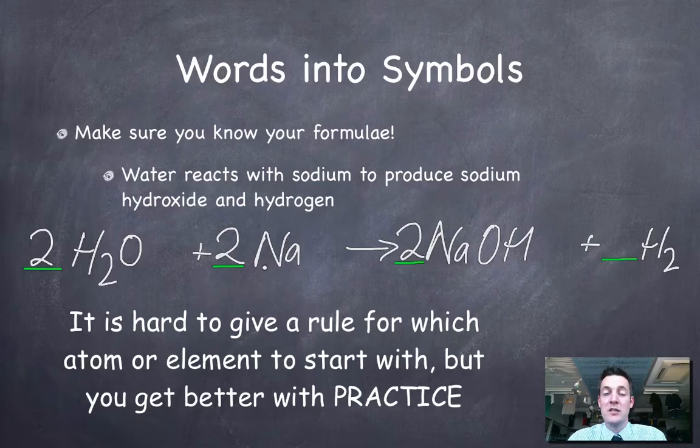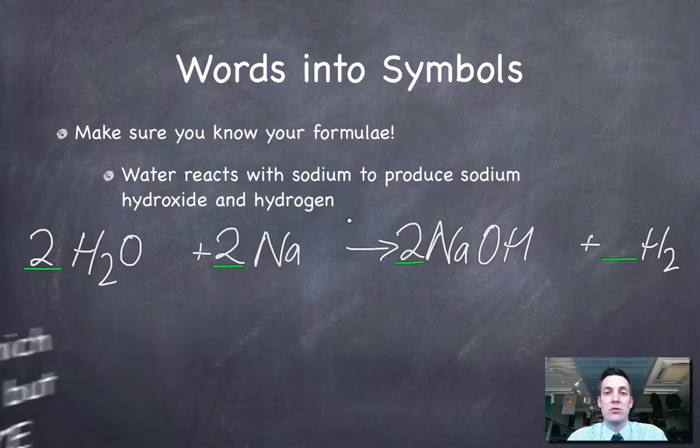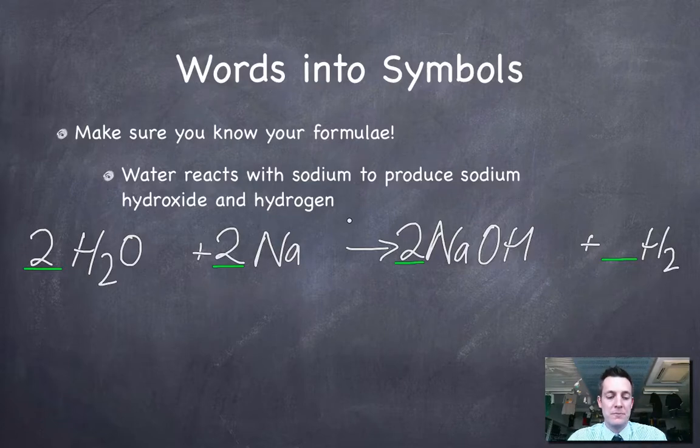Why have I done this? Because atoms can't just mysteriously appear or disappear. That's the law of the conservation of mass. Matter can't be created or destroyed in a chemical reaction. Atoms can be rearranged, but not created or destroyed. Okay, so that's our first equation.